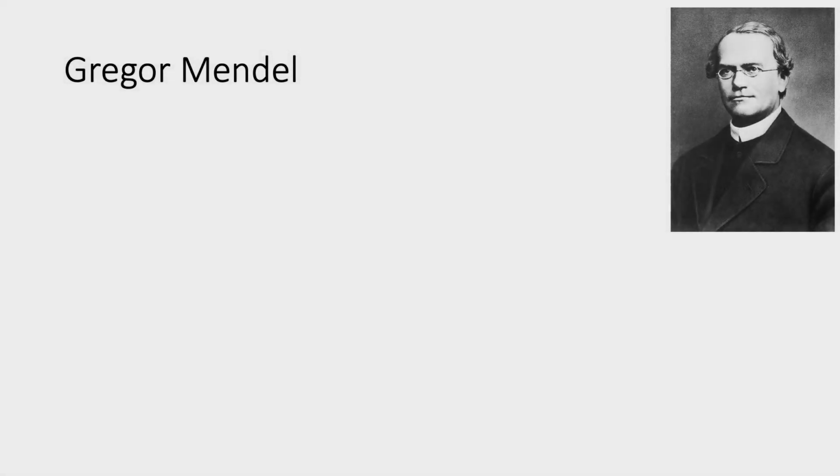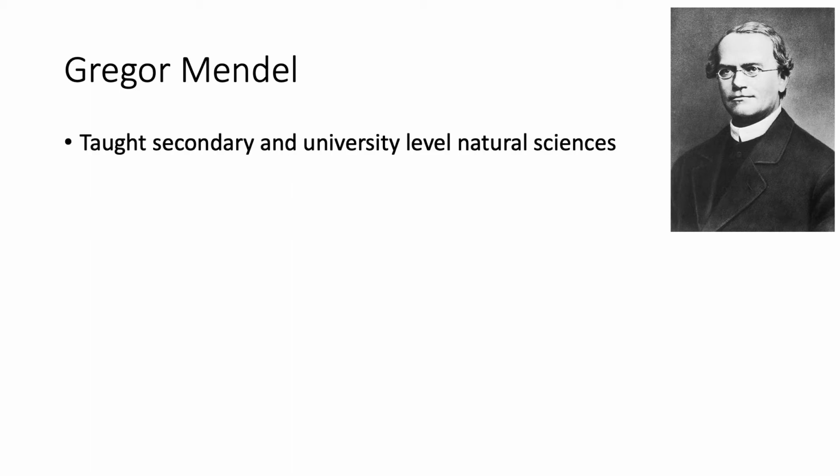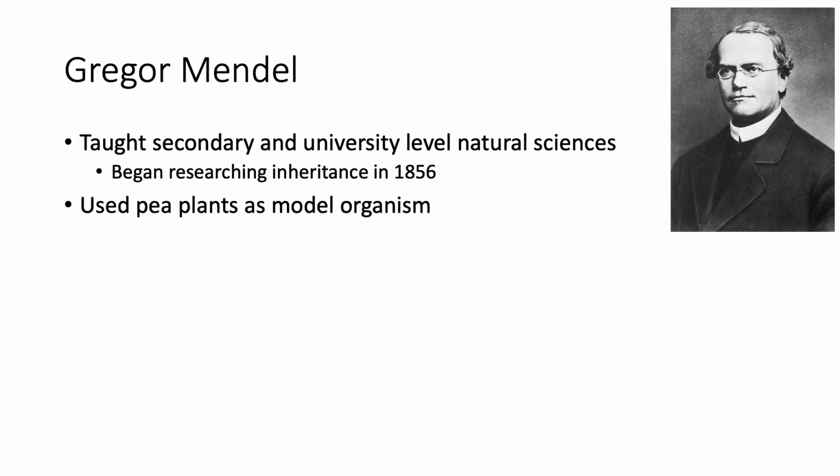With that out of the way, let's take a look at a man called Gregor Mendel, who was a monk in the Austrian Empire all the way back in the 19th century. The reason I'm talking about him is because he's often called the father of genetics. Specifically, he taught secondary and university level natural sciences, including math, physics, and biology, until 1856 when he decided to research inheritance, using pea plants as a model organism.